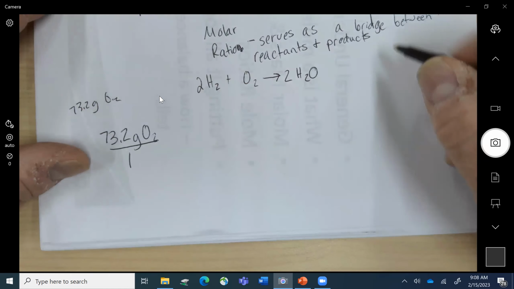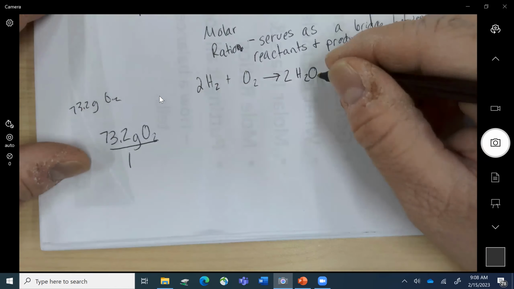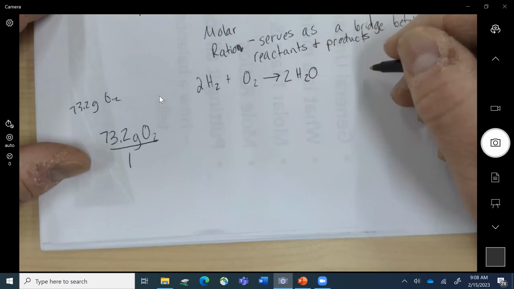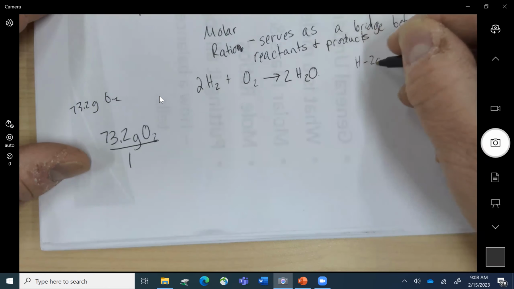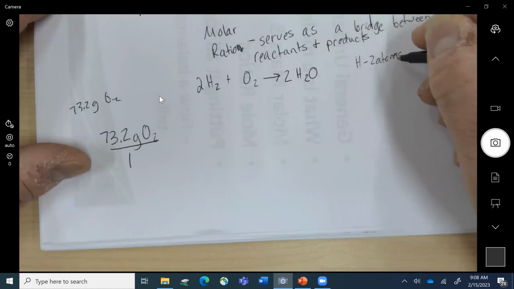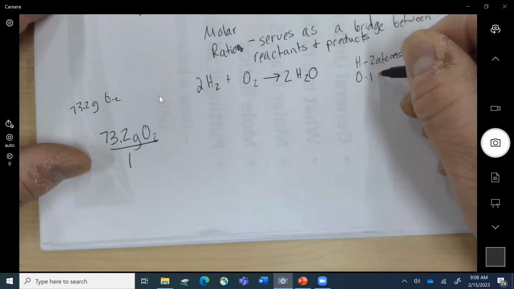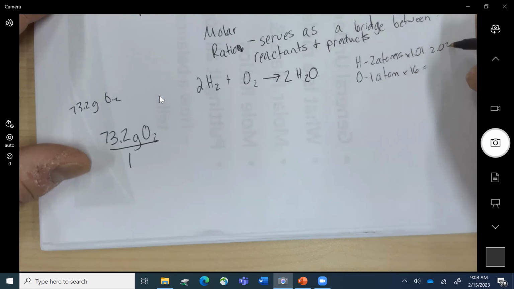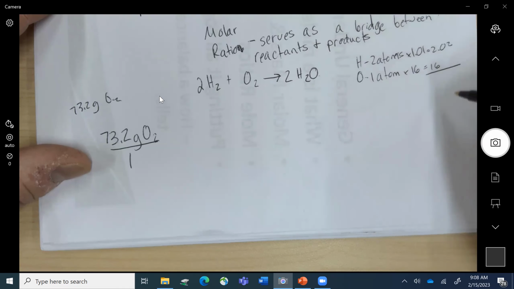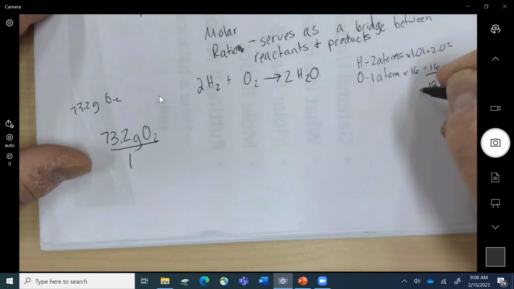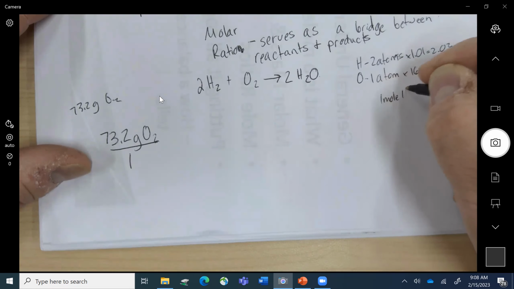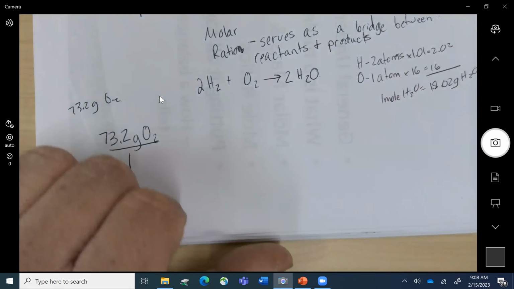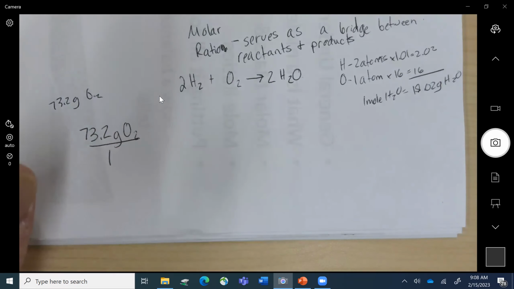So we would have to go find the molar mass of water. So it's going to be 2 atoms of hydrogen, and oxygen is 1 atom. So this is 1.01, this is 16, 2.02. We've done this already, we know what we're doing. So first off, you need this: 18.02 grams of H2O equals 1 mole of H2O. That's finding the mass, so that's what you would have to do in this scenario first.